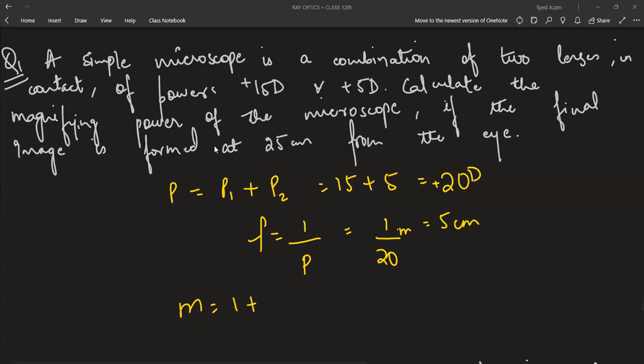Yes, class. What distance is this? 25 centimeters. What do we call this? Near point. Yeah, that is the least distance. Correct. So 1 plus d by f. 1 plus 25 by 5. This is 25 by 5 is 5. 5 plus 1, 6. This is the answer. Please write this.